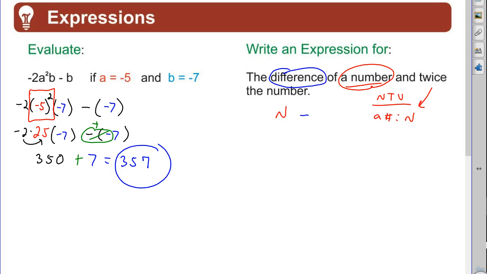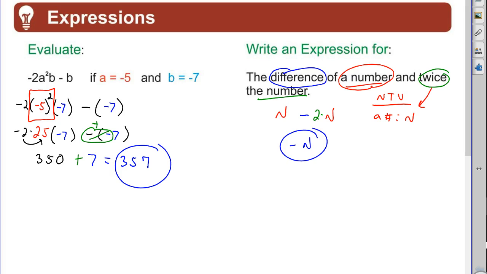N. Then the only other thing you got to do is, how do you say twice the number? Well, twice it is to multiply it by 2, so that would be 2 times n. So n minus 2n. If we were going to simplify the expression, we could add those two together and actually get a final answer of -n.